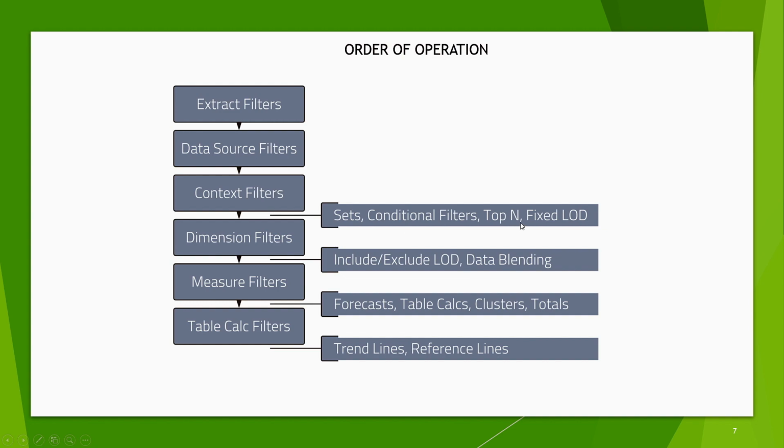After context filter, we have dimension filters, and after that we have include, exclude LODs, and data blending. After that we run measure filters, and then we have forecast, table calculation, clusters, and totals. Then we have table calc filters. And at the end we have trend lines and reference lines. This is the order of operations which we should always follow, making sure that our filters are in the order based on the result we want.